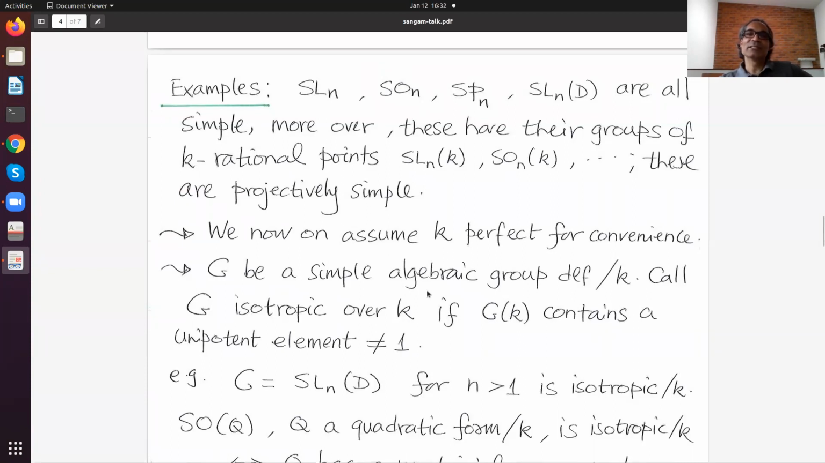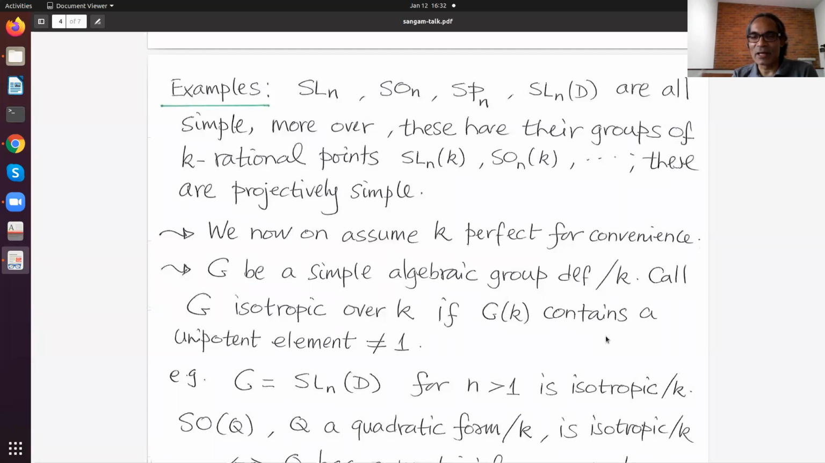Here I say G, simple algebraic group, I call it isotropic over K if G(K) contains a non-trivial unipotent element. This works only in characteristic 0. In characteristic p, where p is not 0, this is false. One can write down simple examples where this doesn't hold true. So let's anyway brush it aside. Right now, I'm not bothered about that.